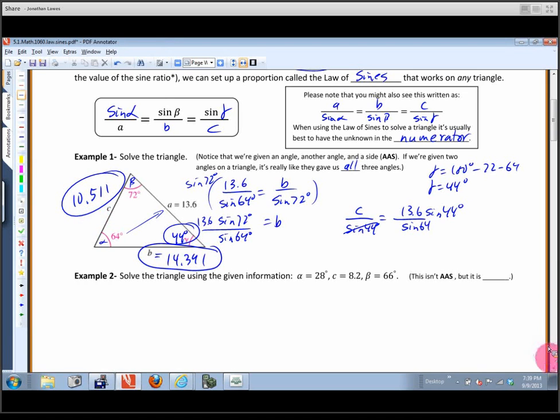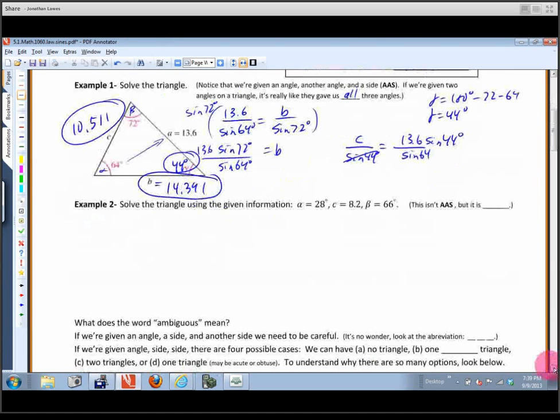Now, if you're given a problem that doesn't have a diagram, then you've got to be a little bit more careful. So it's usually good to draw things, roughly to scale. Now we've got angle alpha that's about 28 degrees, so about 30 degrees or so. Angle beta that's 66 degrees, and then side C that's 8.2. So let's think about how this would have to play out.